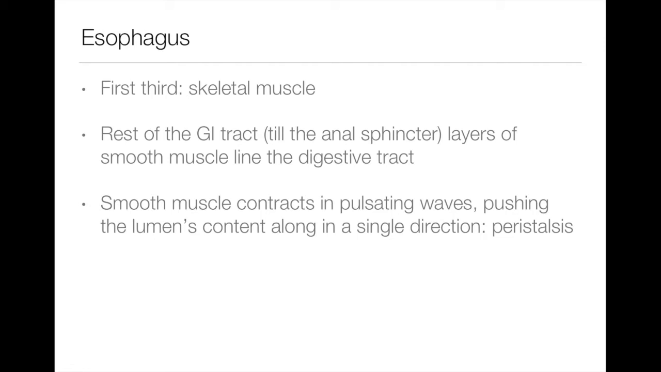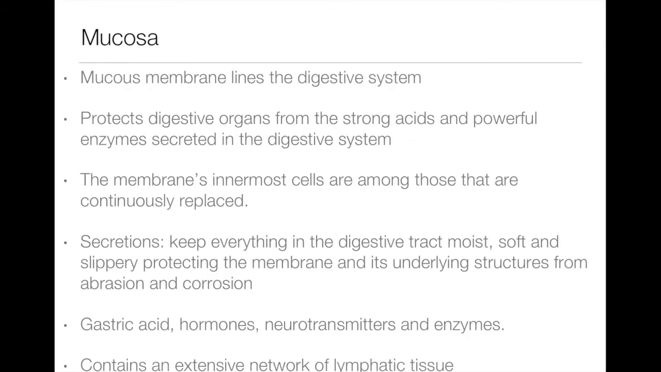Now, a mucous membrane lines the digestive system, running continuously from the mouth all the way through to the rectum. This membrane protects your digestive organs from the strong acids and powerful enzymes secreted in the digestive system. The membrane's innermost cells, that is, those next to the lumen, are among those cells that are continuously replaced. The digestive mucosa secretions keep everything in the digestive tract moist, soft, and slippery, protecting the membrane and its underlying structures from abrasion and corrosion.